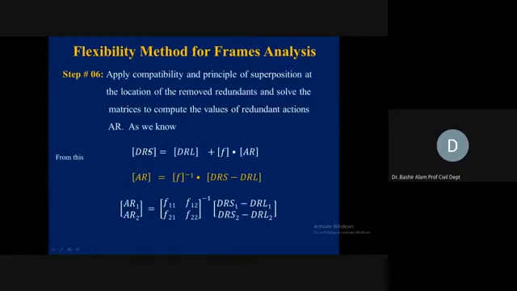And this is the equation. DRS was equal to DRL plus F times AR. From the rearrangement of this equation, we have AR is equal to F inverse times DRS minus DRL. And this is now in the matrix form. This was the condensed form. Here it is the matrix form.